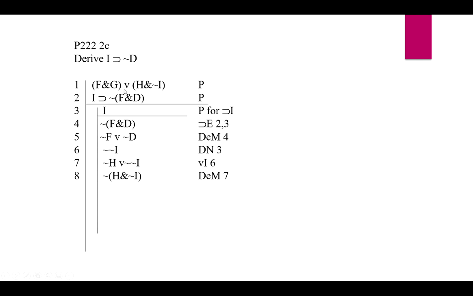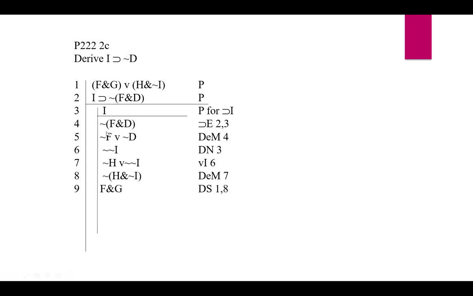And then on line 1, we have F and G or H and I. So we can use that disjunctive syllogism rule, right? We know that one of the disjuncts is false, so we know that the other disjunct has to be true. So now we have F and G.